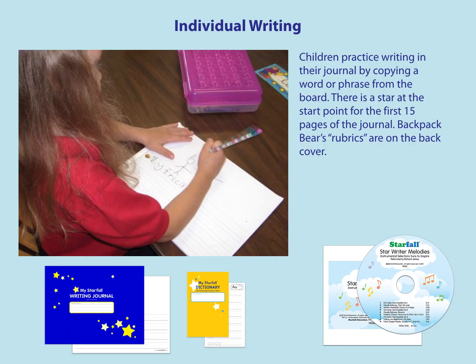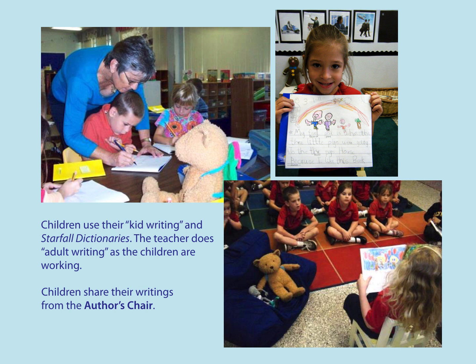When the children write individually, they use kid writing, inventive spelling, and their Starfall dictionaries. Star Writer Melodies, included in the kindergarten kit, is a CD of classical music that may be played while children write. Teachers then consult with each child to add adult writing and model proper writing conventions.